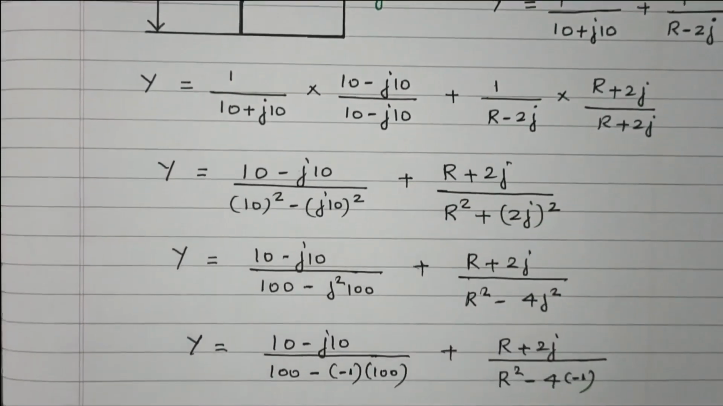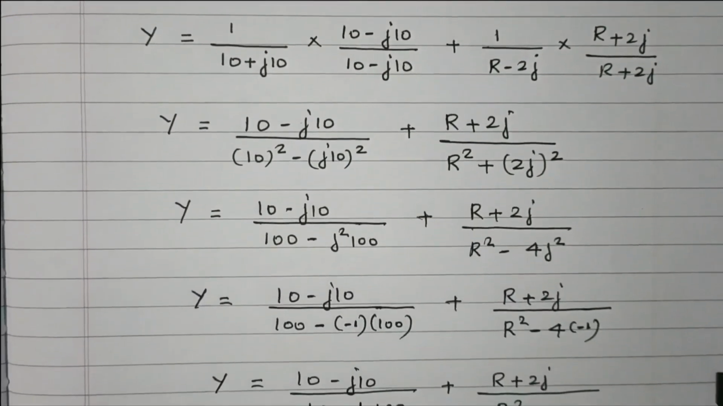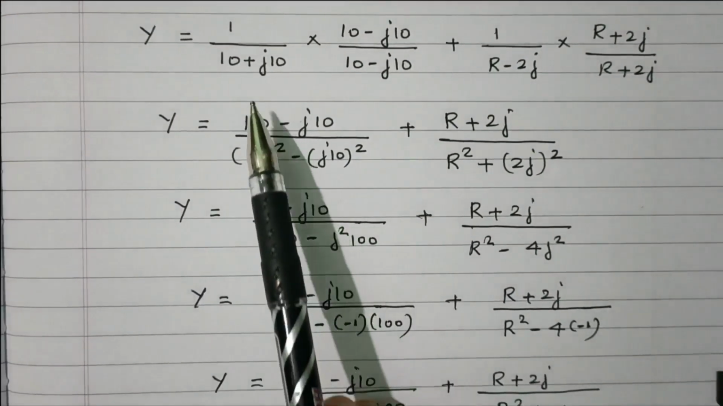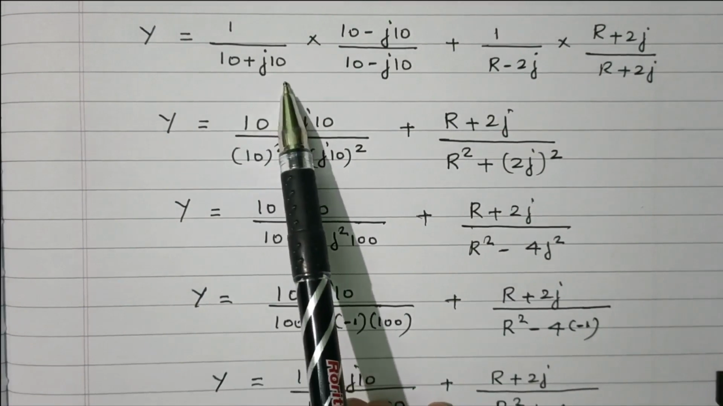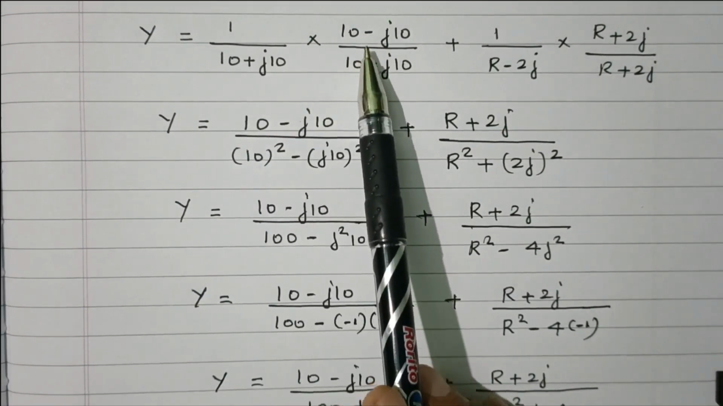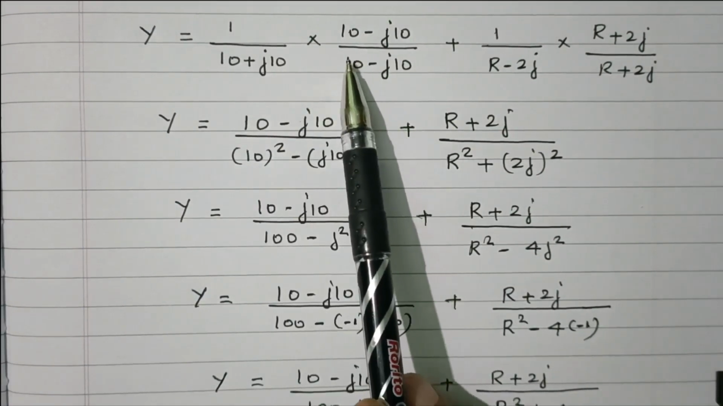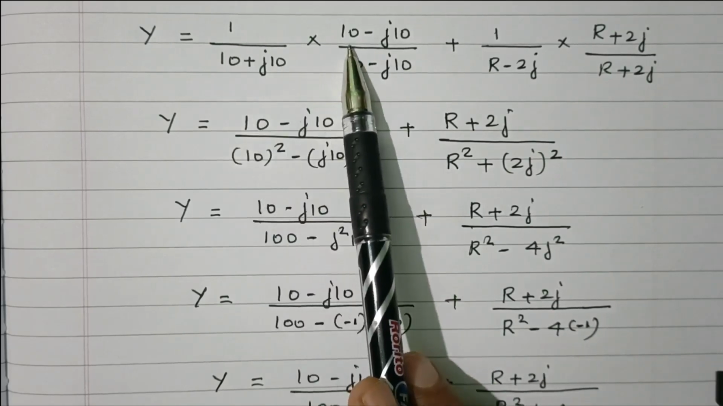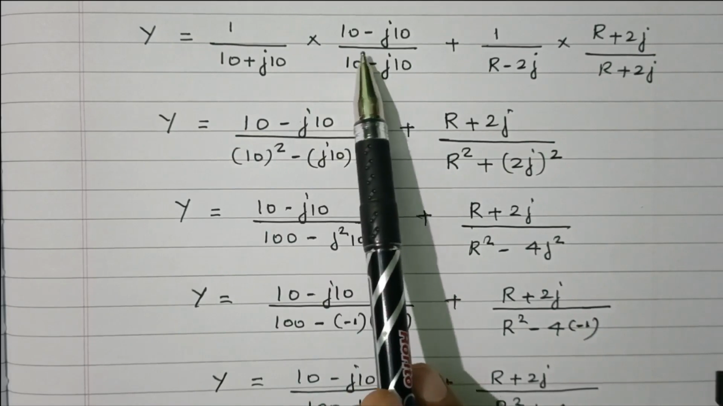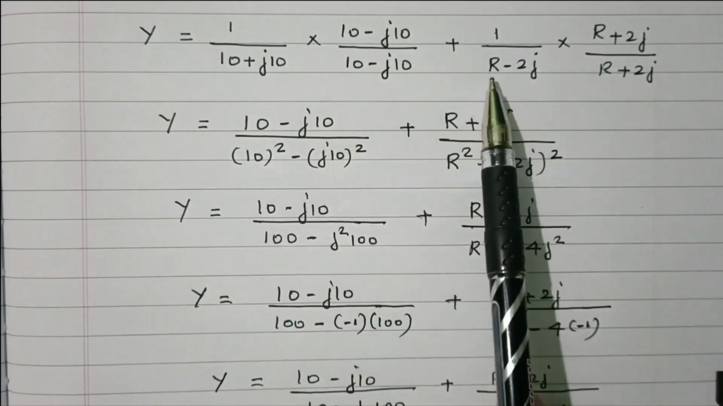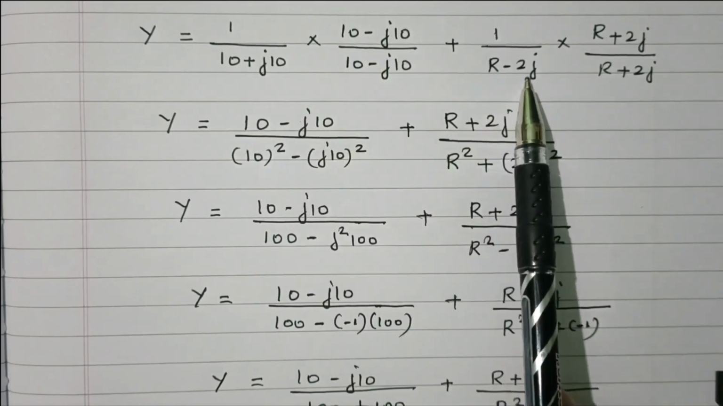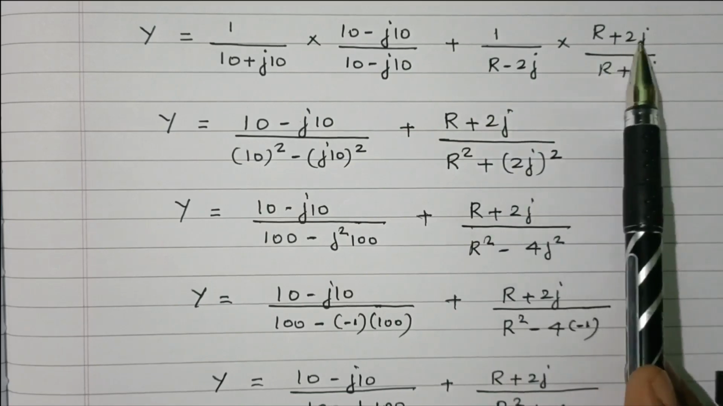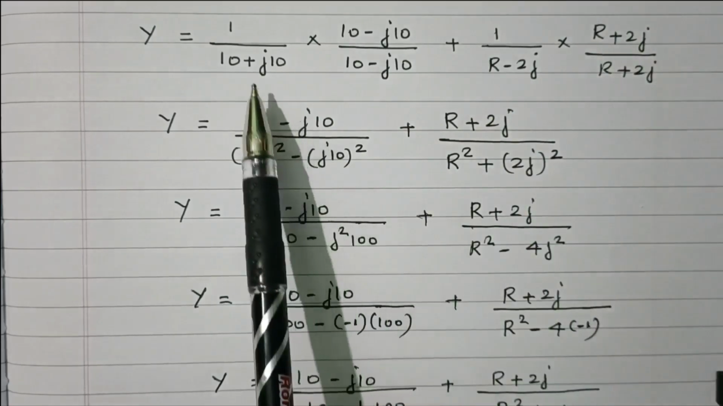Now we will go for the simplification. Here the j term is available in the denominator. In order to bring it to the numerator, it is multiplied and divided by the complex conjugate. Here 10 plus j10, so multiplied and divided by 10 minus j10. Similarly here R minus 2j is there, so multiplied and divided by R plus 2j.